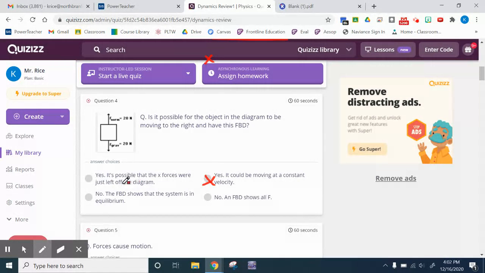Technically, I mean, yes, the forces weren't drawn in. It just means the diagram is wrong. So that's not really the best answer. Sure, it could be doing anything if the diagram's wrong.